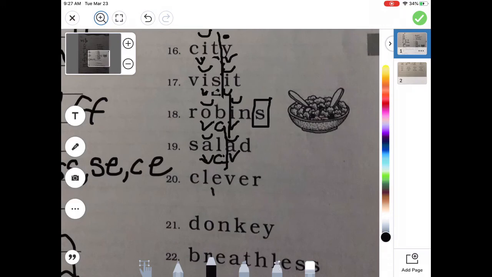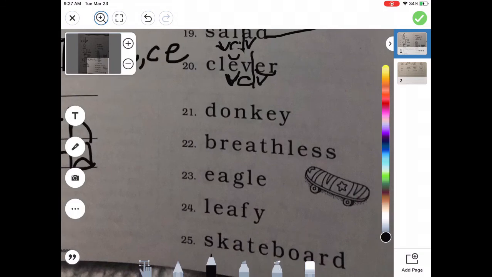Where are my vowels? I've got an E and an E with a consonant between it. If I break it apart here, it's going to be a long E and say cleaver. Does that make sense? No, I don't know that word, so let's move it behind the vowel now. Clever. Does that make sense? Yes. So the words we read were city, visit, robins, salad, and clever. So which one matches the picture? Salad, that's right. All right, let's try our next word.